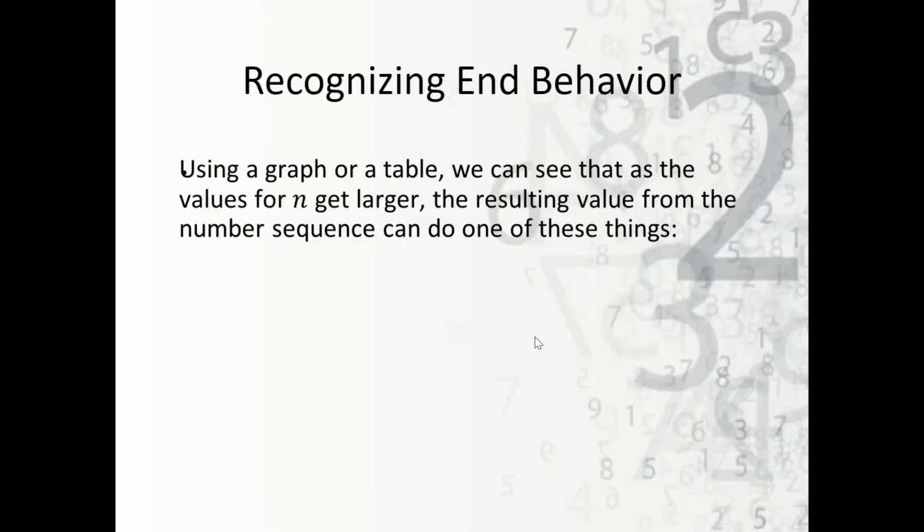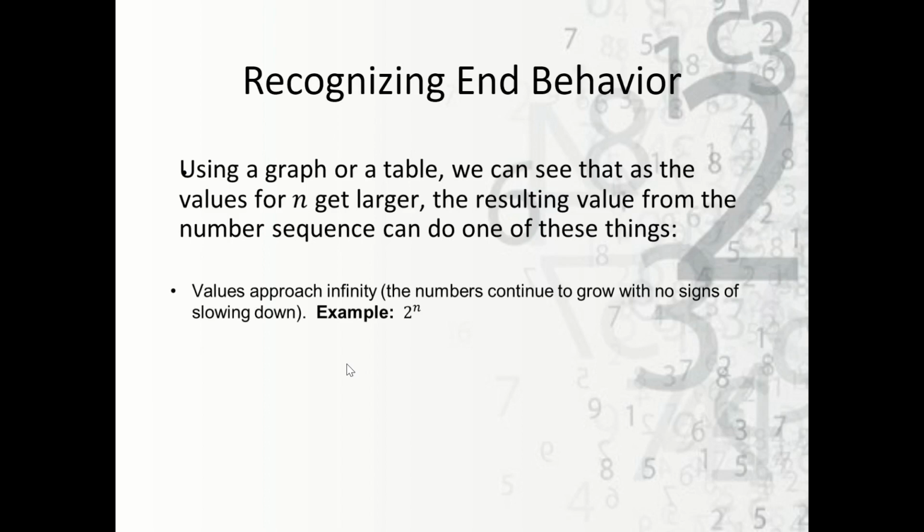Now, how do we recognize n behavior? Using a graph or a table, we can see that as the values for n get larger, the resulting value from the number sequence can do one of these things. So basically what this is saying is, as we continue these sequences, one of 3 things is going to happen. We're either going to keep going to infinity. So an example of this would be 2 to the n. So as n gets bigger, 2 to the n is going to continue to expand and expand, and it's going to continue out towards infinity. So it's going to get extremely large, and it's never going to stop getting larger.